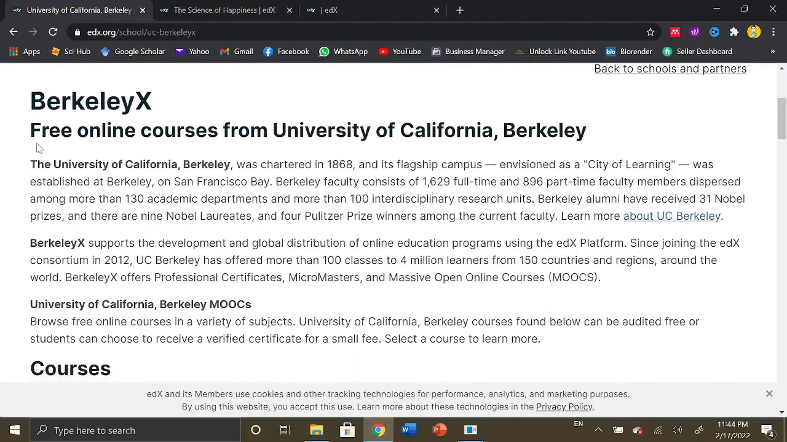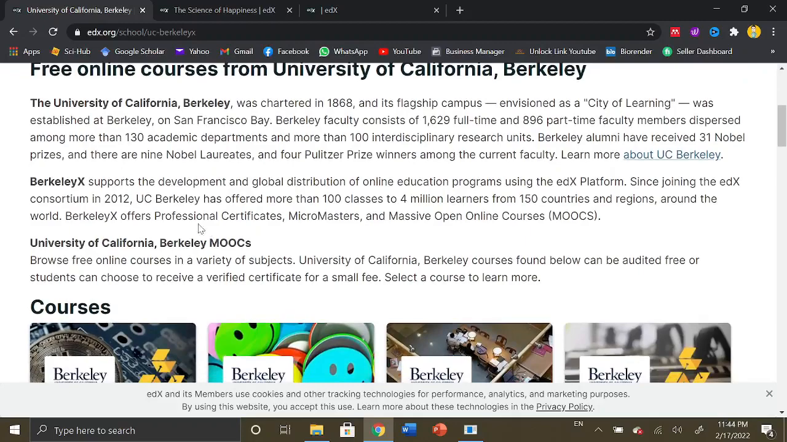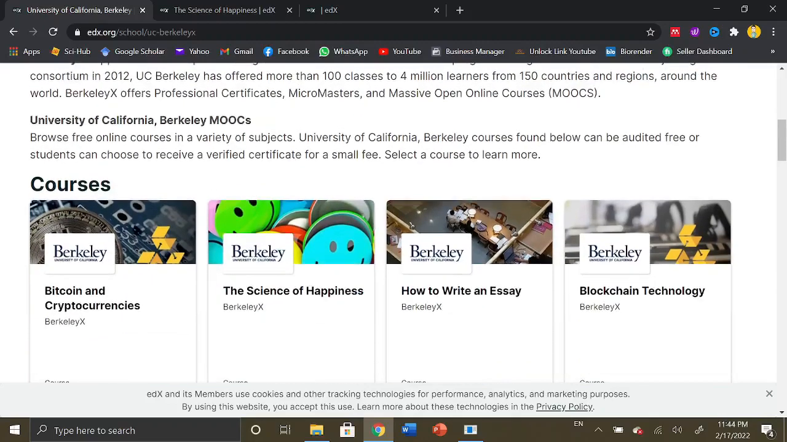So coming towards the free online courses, the University of Berkeley introduction is given, you can read it. BerkeleyX supports the development and global distribution of online education programs using the EDX platform. So in collaboration with EDX, they are providing free courses to more than 150 countries and regions, in order to provide certifications to the students who are not able to join such top universities, so they can complete and learn these courses while sitting at home.